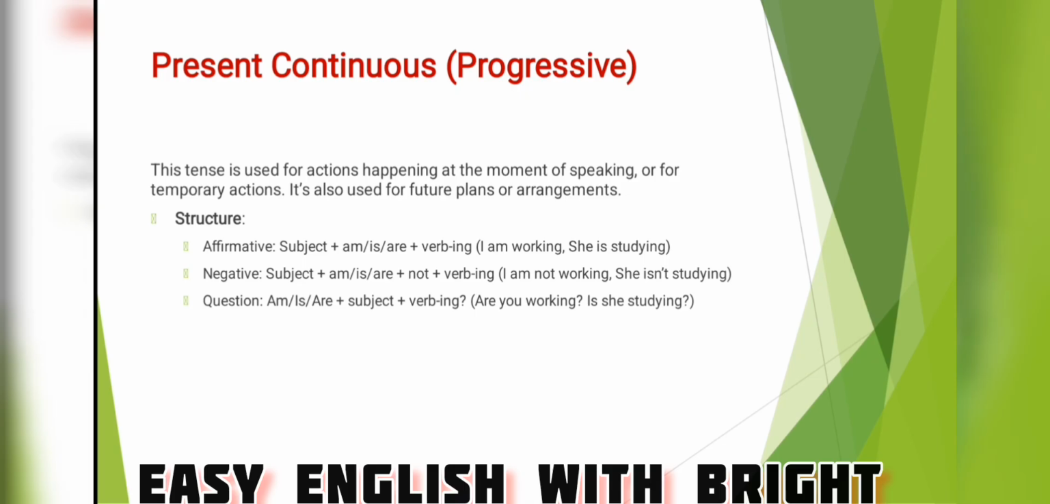Negative: subject plus am or is or are plus not plus verb with ing form. I am not working. She isn't studying. Question: am or is or are plus subject plus verb with ing form. Are you working? Is she studying?